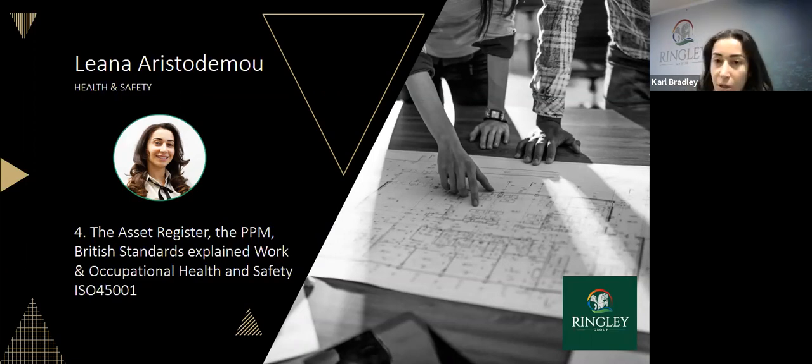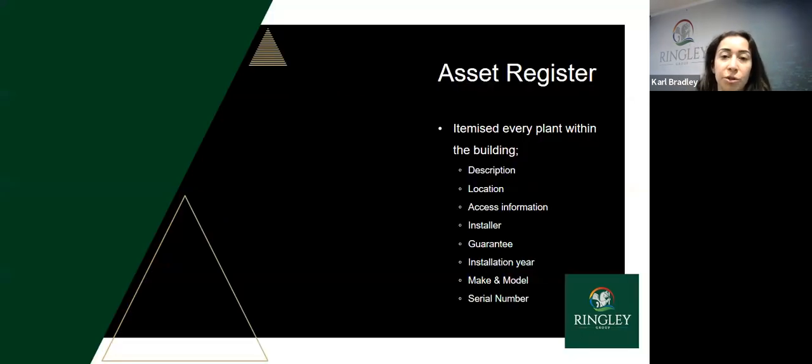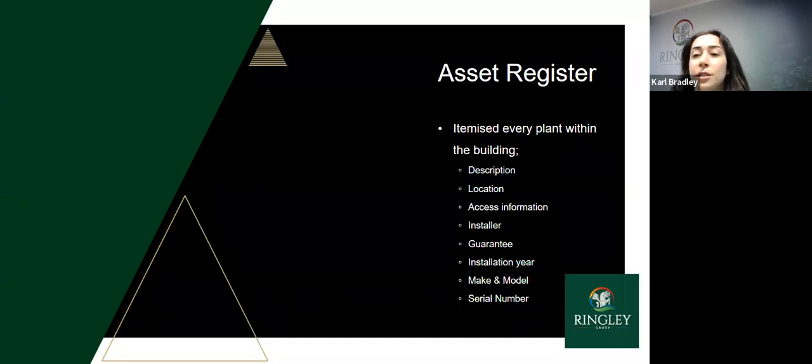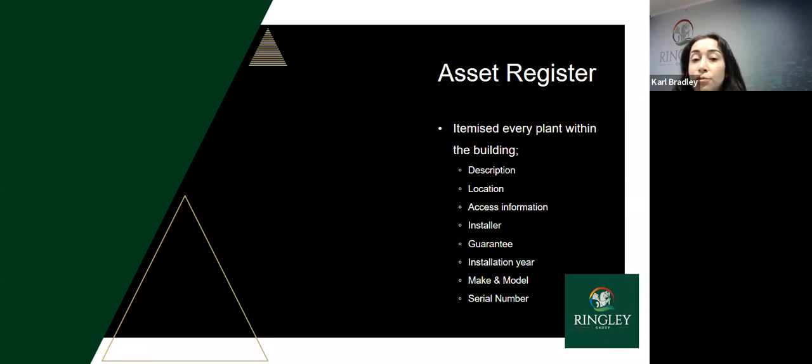So what we're going to start to press on to is the asset register. It's important to know exactly what's in your building, which plant, where it is, how to get to it, any installer information. All this helps. If there's anything wrong with it, you can give it to the manufacturers or you can give it to anyone who's going to fix it, and it helps them deduce the problem.